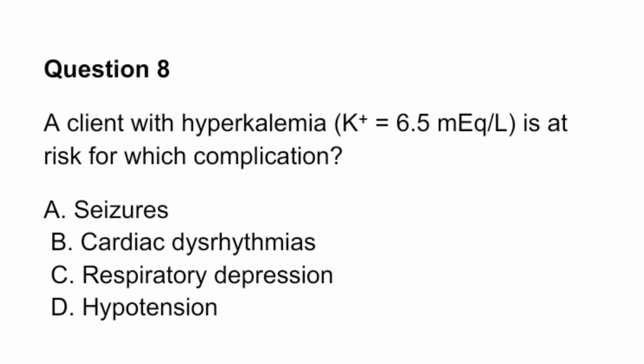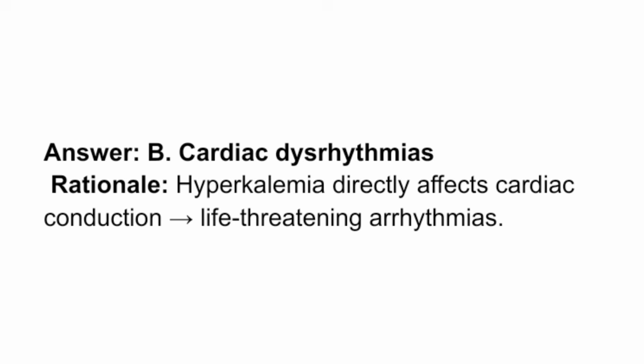Question 8. A client with hyperkalemia, K plus equals 6.5 milliequivalents per liter, is at risk for which complication? A. Seizures. B. Cardiac dysrhythmias. C. Respiratory depression. D. Hypotension. Answer B. Cardiac dysrhythmias. Rationale: hyperkalemia directly affects cardiac conduction, life-threatening arrhythmias.